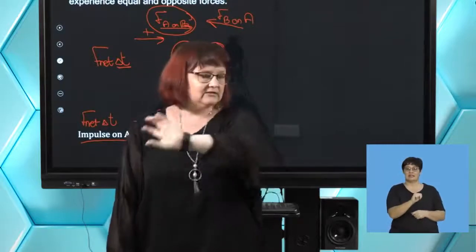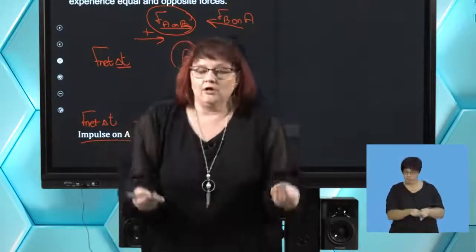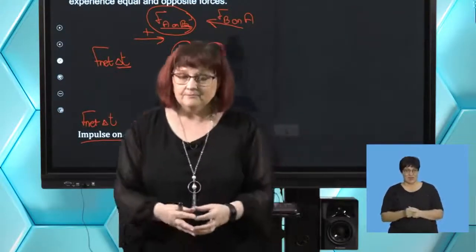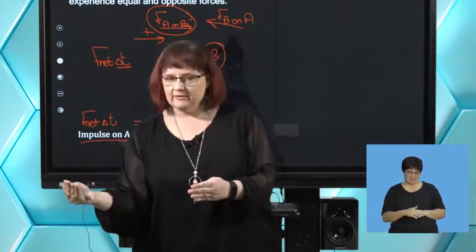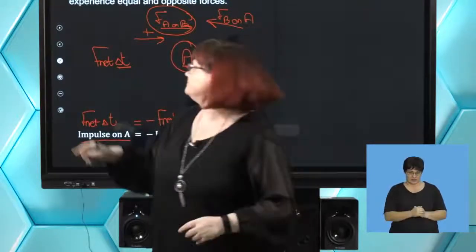Just because F net and delta t are equal does not mean that they change their velocity by the same amount. Their total momentum will change by the same amount, but not necessarily the velocity. It's mass dependent, okay?